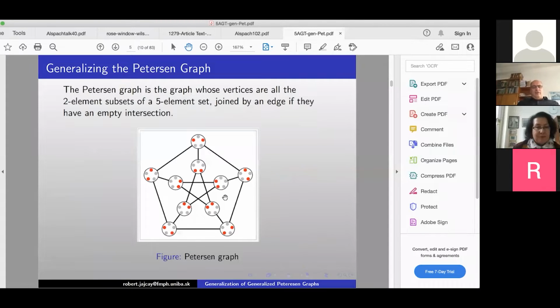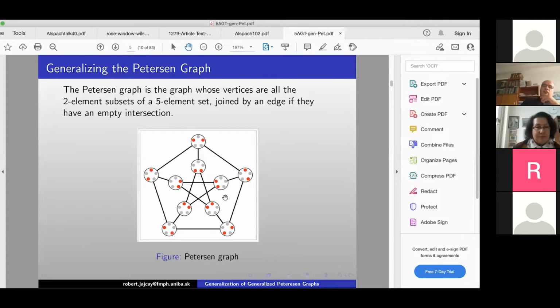So I will just take a very quick detour to a generalization that is not related to what I will be talking about today, but I just want to stress that you can generalize the Petersen graph in many, many different ways. One of the ways is to remind oneself that the Petersen graph can be viewed as the graph whose vertices are the 2-element subsets of a 5-element set, and you join by an edge two vertices if they have an empty intersection.